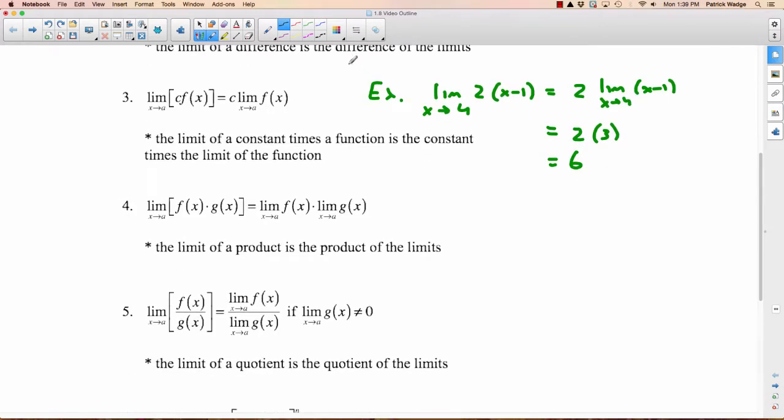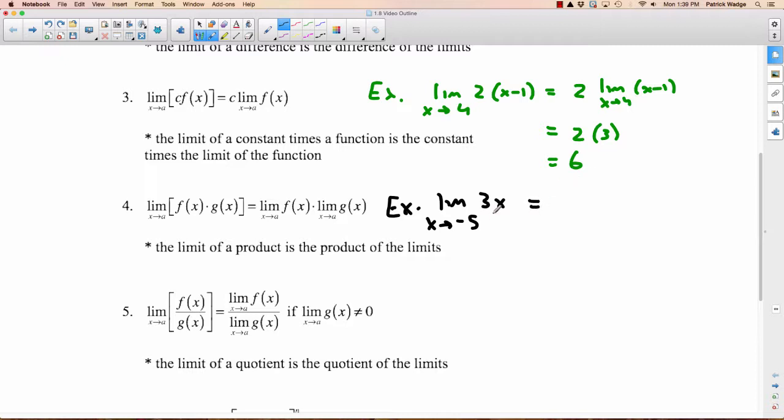Okay, number 4. This time we're multiplying two functions together. So the limit of f of x times g of x as x approaches a is the limit of f of x as x approaches a times the limit of g of x as x approaches a. So the limit of a product is the product of limits. Example, let's say we were doing something like the limit of 3x as x approaches negative 5.